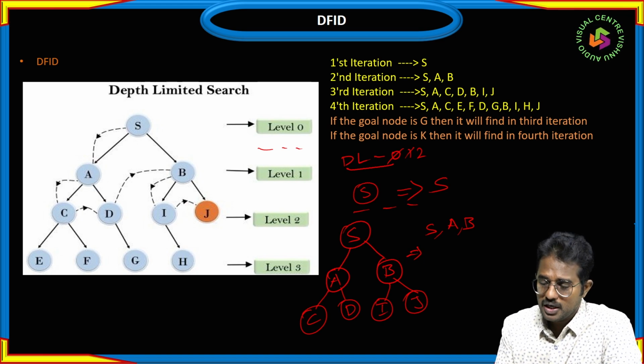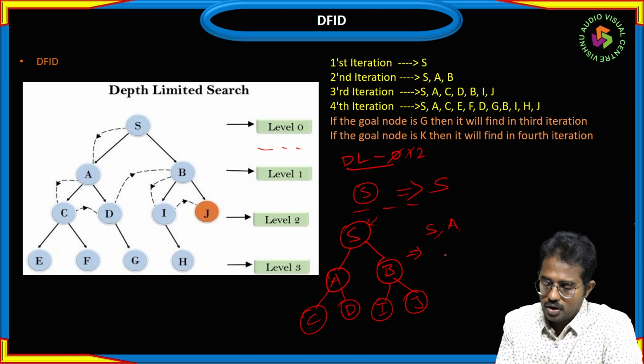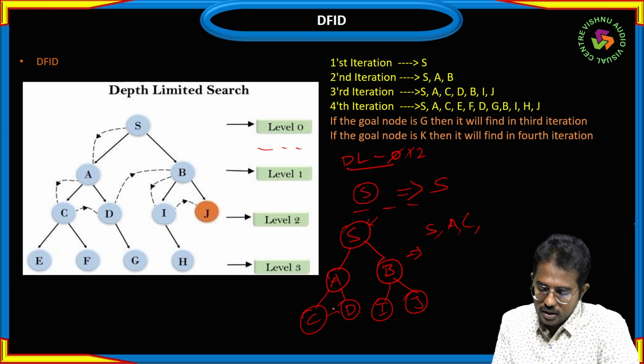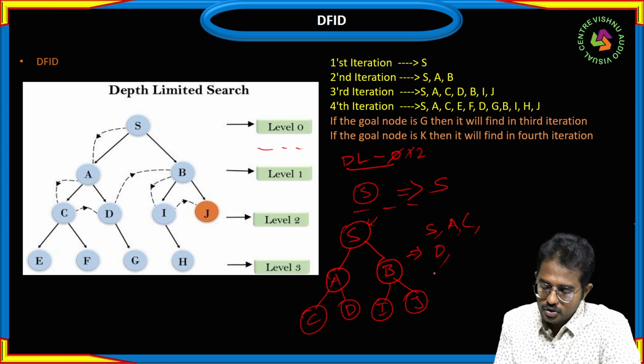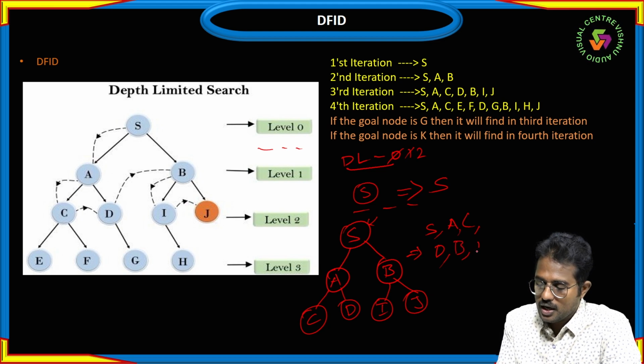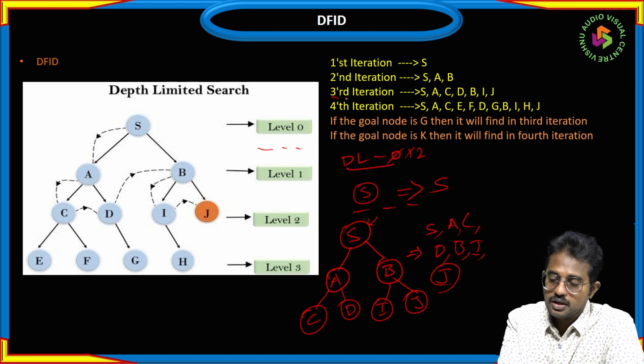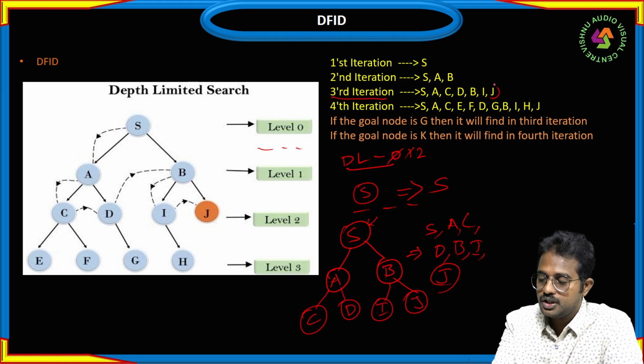Now I apply DFS. First S is checked, then A is checked. After A, I check C. After C, I check D. After D, I check B. After B, I is checked. After I, J is checked. If my goal node is J, then J will be found in the third iteration. In this third iteration itself, I find the goal node J.